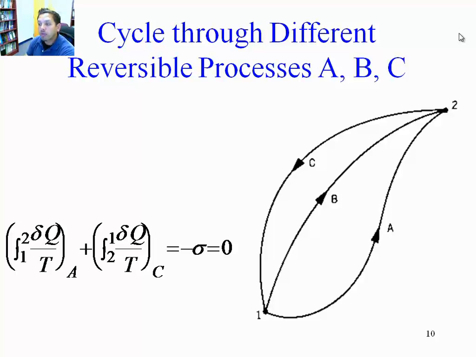Both of these cycles are reversible. Now, according to this, let's look at the cycle that goes from 1 to 2 through A and returns to 1 through C. The Clausius inequality states that the integral from 1 to 2 through path A plus the integral from 2 to 1 through path C, that's a return, is equal to the strength of irreversibility, which is 0, because we're saying that this is a perfectly reversible process.